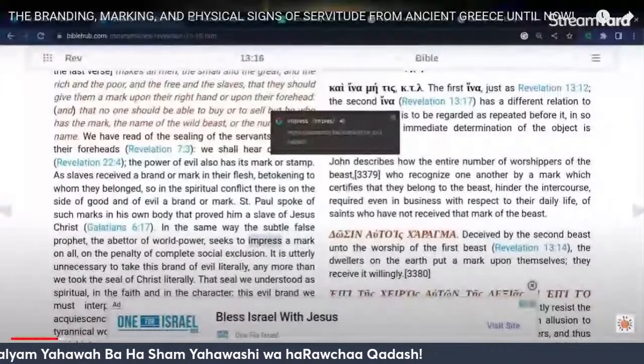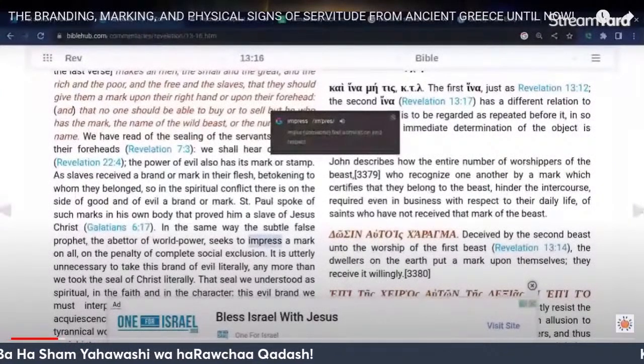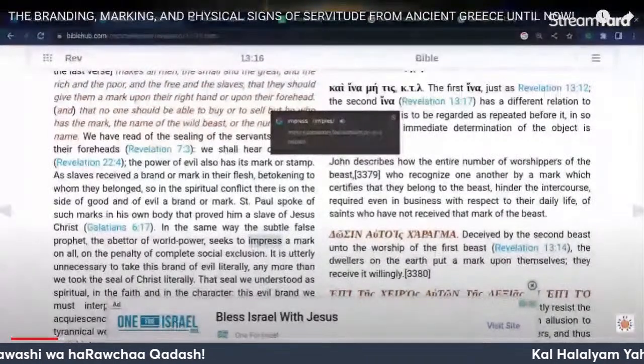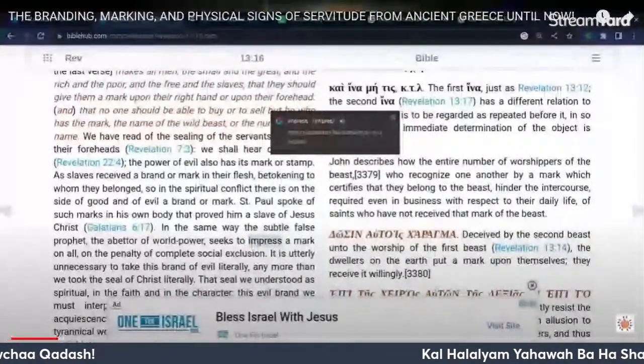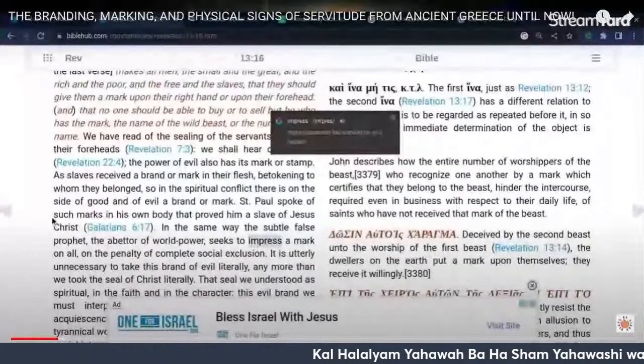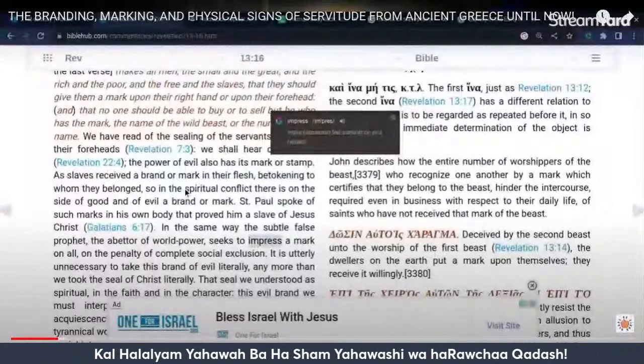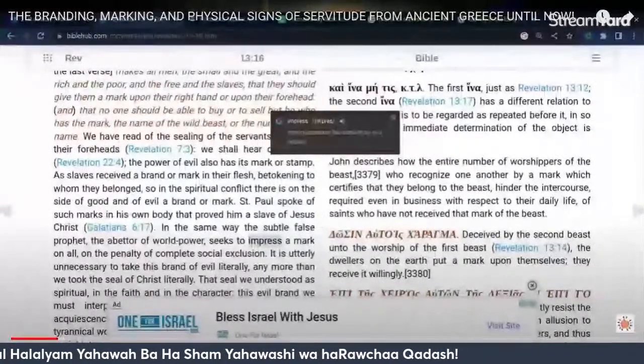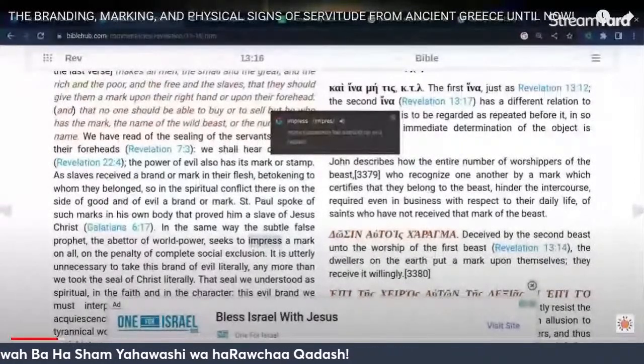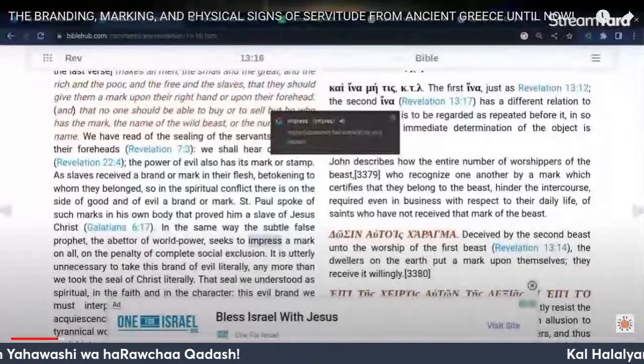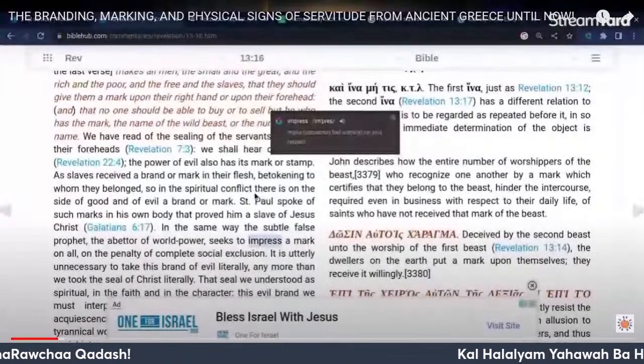So it says it is utterly unnecessary to take this brand of evil literally, but that's where they're wrong. See, that's where these people are wrong. And a lot of these books or commentary sections were written in the 70s and 60s. This technology still didn't exist as it does. Some of them were written in the 1800s, some of these commentary sections, so it wasn't given to them.